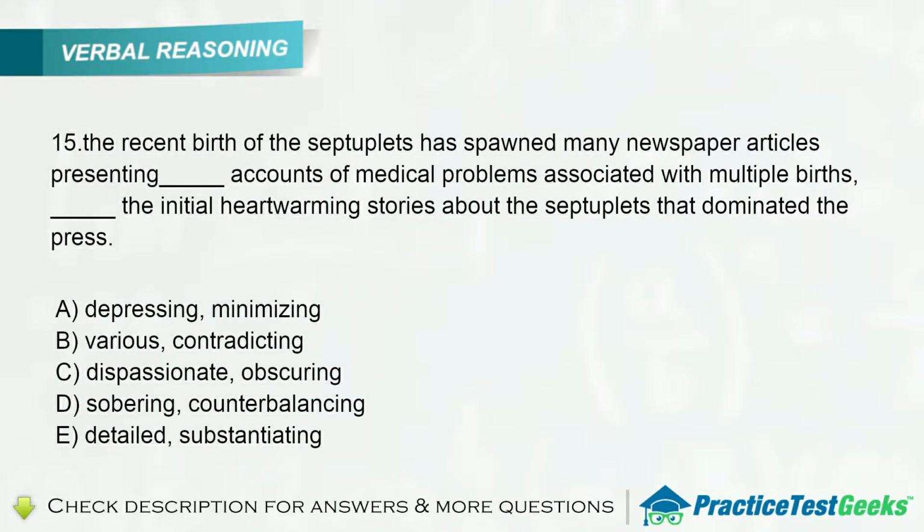Question 15. The recent birth of the septuplets has spawned many newspaper articles presenting blank accounts of medical problems associated with multiple births, blank the initial heartwarming stories about the septuplets that dominated the press. A. Depressing, minimizing. B. Various, contradicting. C. Dispassionate, obscuring. D. Sobering, counterbalancing. E. Detailed, substantiating.